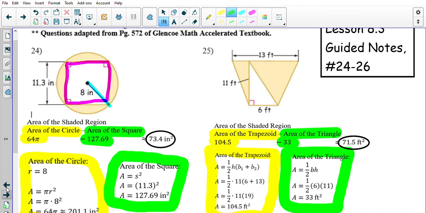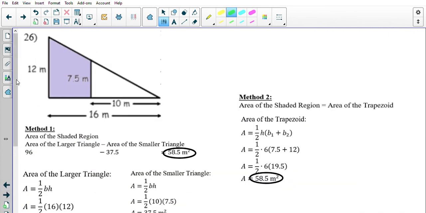All right, let's look at our last problem, which is question number 26. So there's two ways to do this. I'm going to show you method 1, which is the more traditional way, and then we'll show you method 2. So the shaded region is right here, and I'm going to take the area of the entire shape, so the larger triangle, which I'm going to outline in yellow. So we'll find the area of the larger triangle.